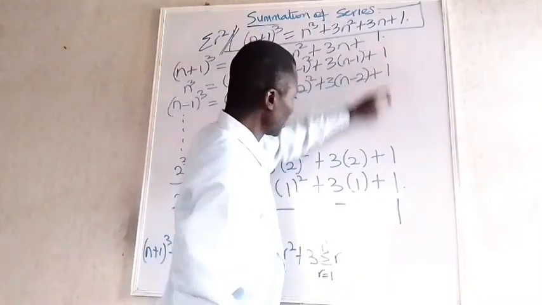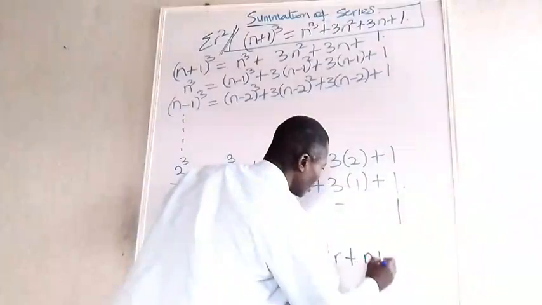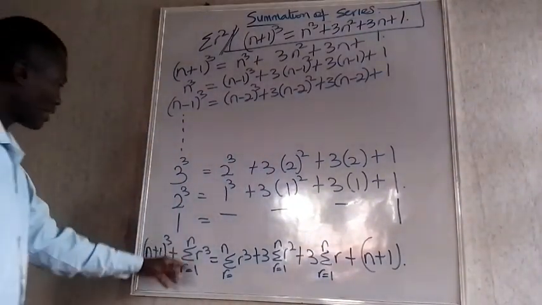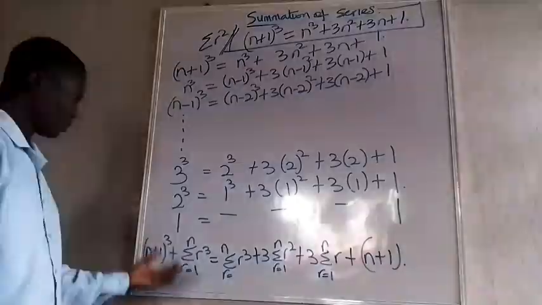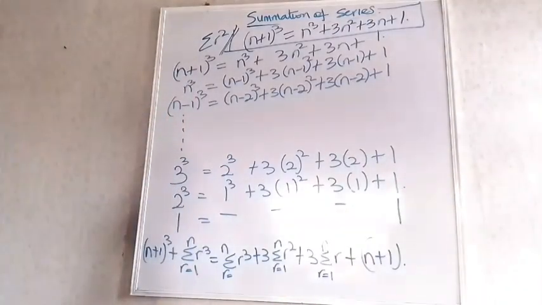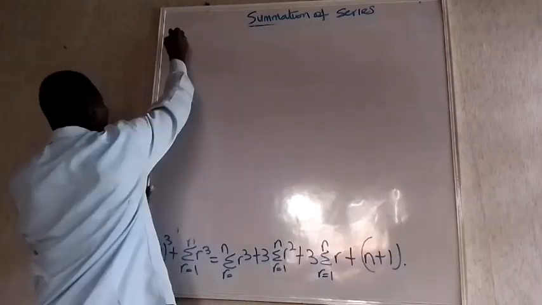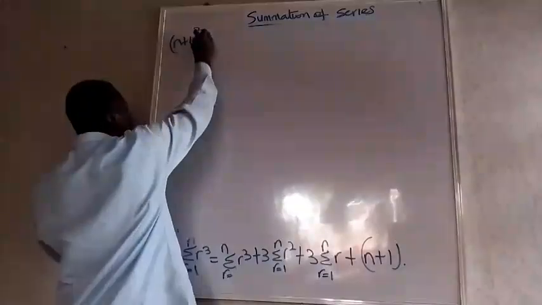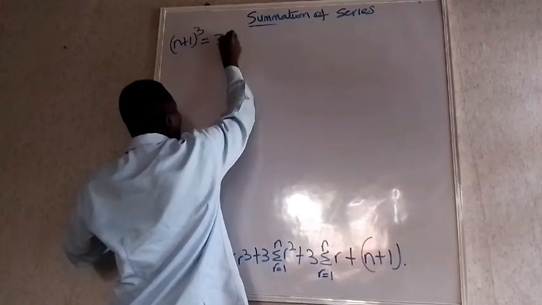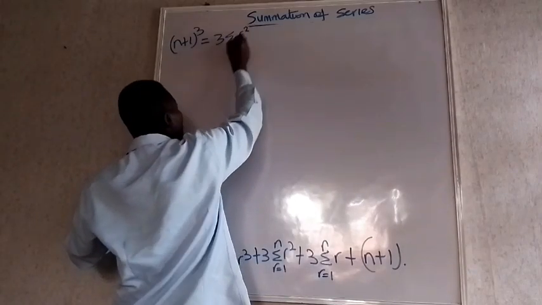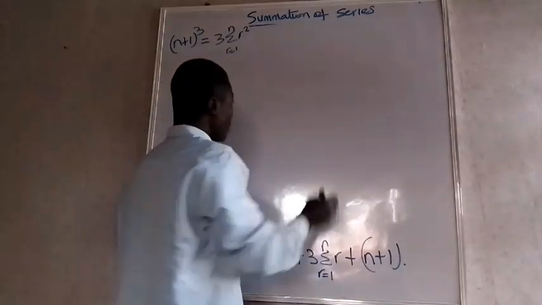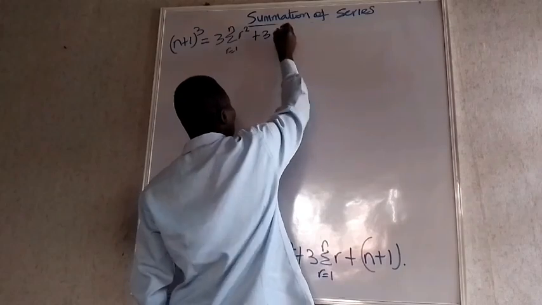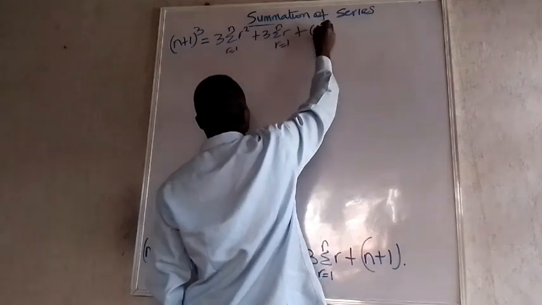For this place to this place, you can see that place is equal to n plus 1 as before. This place is n plus 1. Now, by the time I continue, this one and this one will cancel. So this one will be equal to this place. Let's continue. Now this one is going to be n plus 1 cubed. This one and this one will cancel out. So I'm going to have 3 summation r squared from r equals 1 to n plus 3 summation r from r equals 1 to n plus n plus 1.